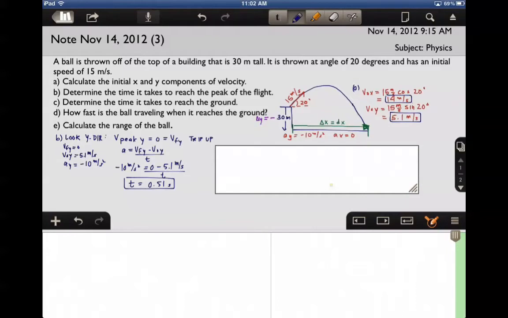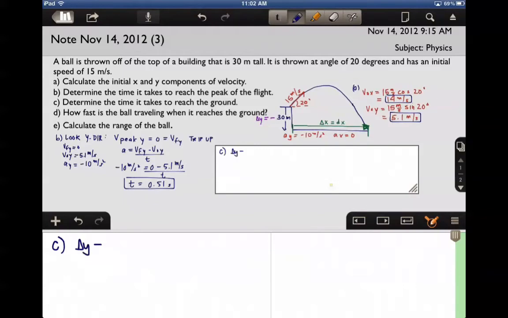But we don't have symmetry here. The ball takes 0.51 seconds to reach the top, but then it has to fall all the way back down to the ground, which is more than it originally rose up. So in order to find the time it takes to reach the ground, I'm going to take a different approach. I'm going to go back to what I know.